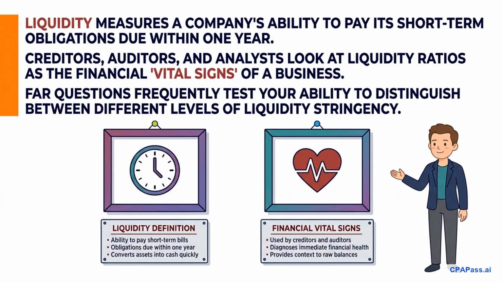On the FAR section of the CPA exam, examiners frequently test your ability to distinguish between different levels of liquidity stringency. You cannot simply look at a single raw number to diagnose financial health. You need context. Understanding how easily a company converts assets to cash to cover its immediate bills is crucial for passing these highly tested exam questions.